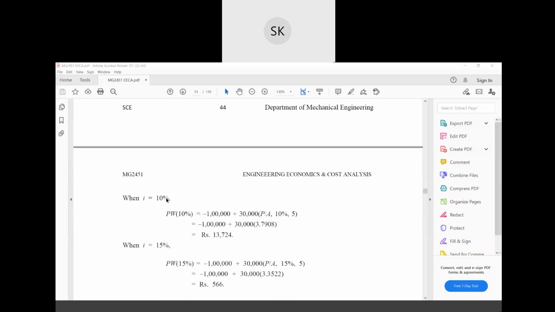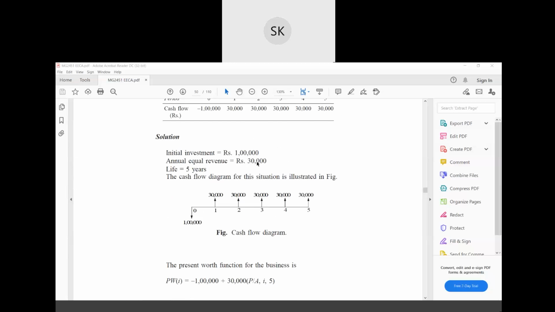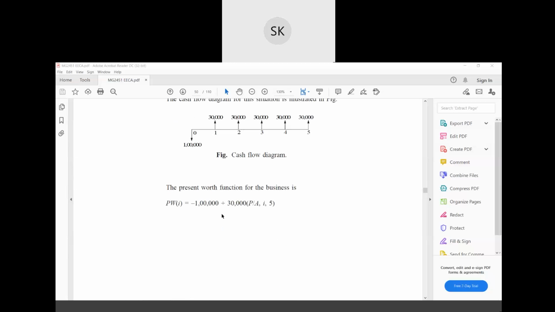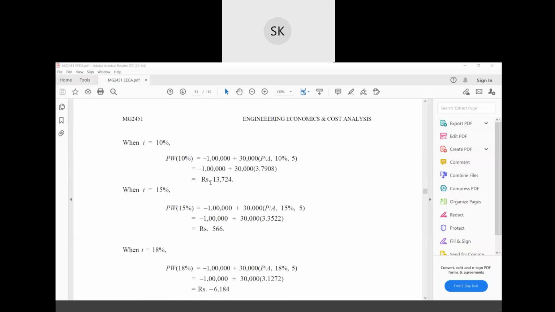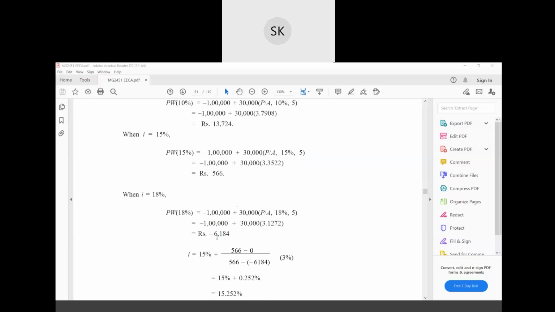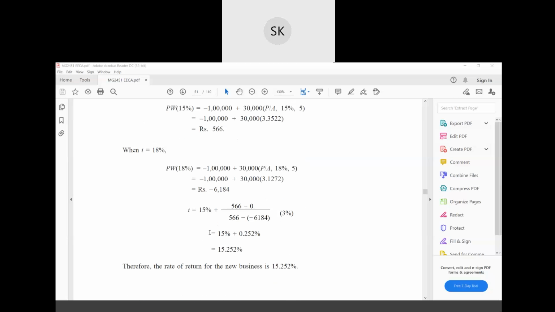Okay, they must have missed out the interest rate here in the question itself, or it is given. Okay, it is not given. So these rates will be given to you. So if the rate is 10%, this much profit it will make. If the rate of interest is 15%, he was making this much profit, and at a rate of interest of 18, he was making this much. If you see, the rate of return for the new business is 15.252.